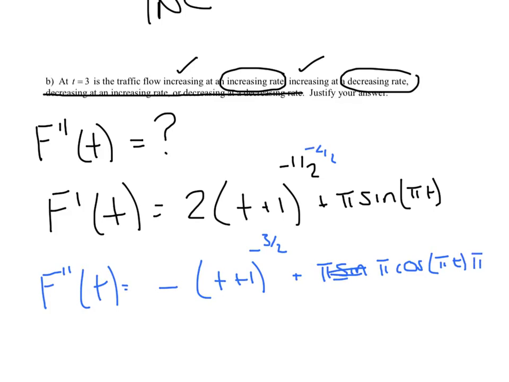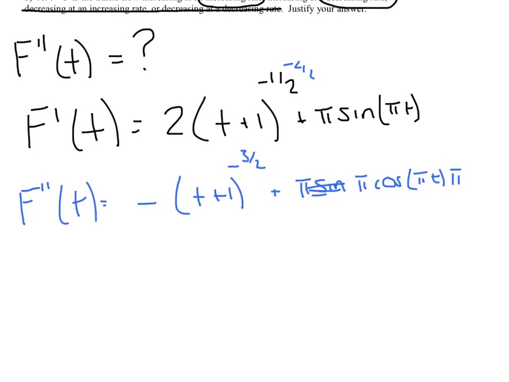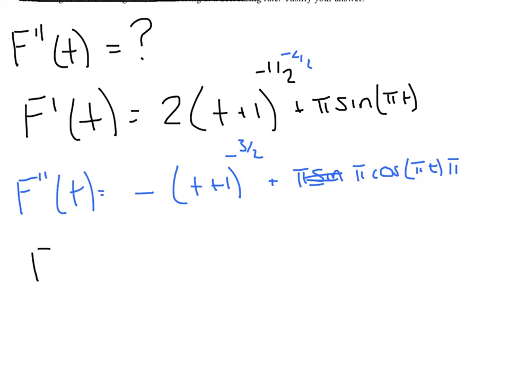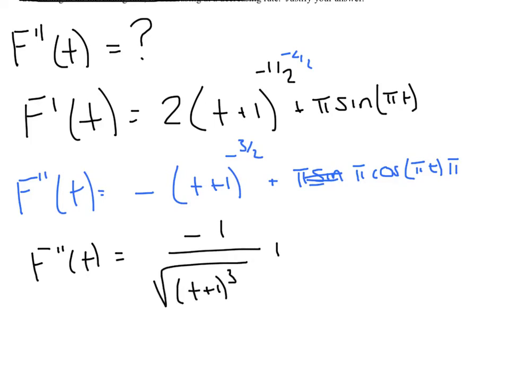All right, notice I left my pi out front there. Now I took the derivative of the outside, keep the inside, derivative of the inside. So as I clean that up, let's see, I'm going to get f double prime of t equals, I'm going to rewrite this as negative 1 over the square root of (t plus 1) cubed plus pi times pi gets me pi squared cosine of pi t.